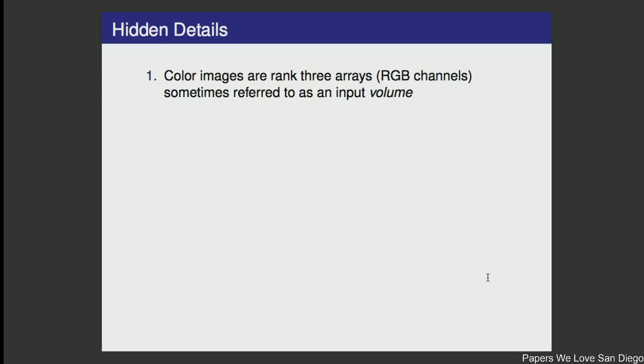Okay, so here are some of the hidden details. Like I said, I am lying to you. It's not true that images are rank 2 arrays. They're actually rank 3 arrays. I know it's maybe more common to call it dimension 3, but that's not quite right. It's rank 3 because they're rank 3 tensors, if you're interested. Color images are rank 3 arrays. You have 3 so-called color channels, red, green, and blue. So each image is stored as a height times width times 3 so-called volume or array.